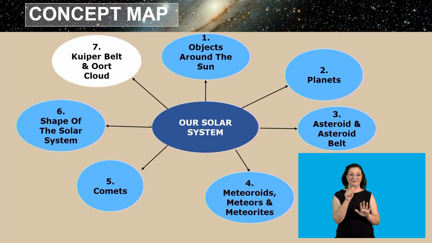But the difference is that the meteor is made up of rocks and the comets are made up of ice as well as dust. I hope we understand the difference, guys. All right. Now that we looked at the comets, we are going to look at concept number 6, which is the shape of the solar system.